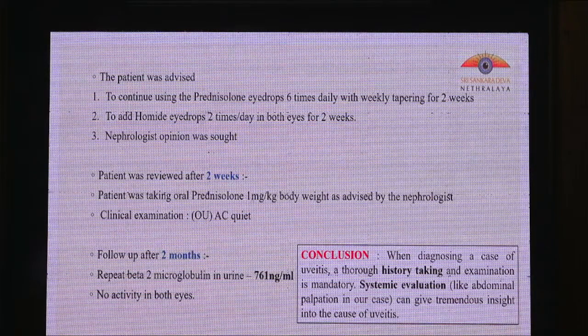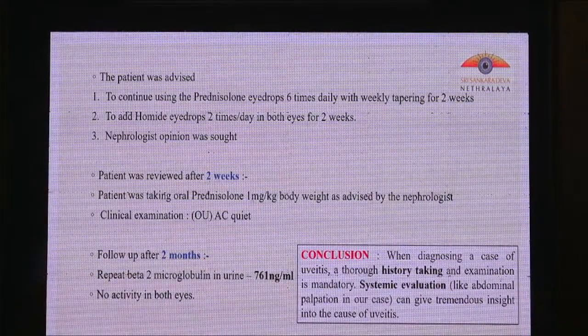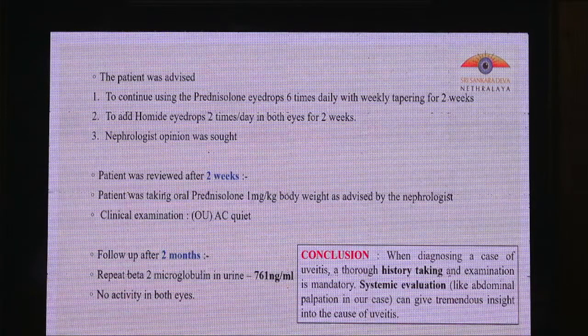It is very important to come to a diagnosis, because if not, it can result in recurrent relapsing uveitis requiring immunomodulator therapy. So a proper history taking and systemic evaluation, like in our case abdominal palpation, helped us in clinching the diagnosis. Thank you so much.